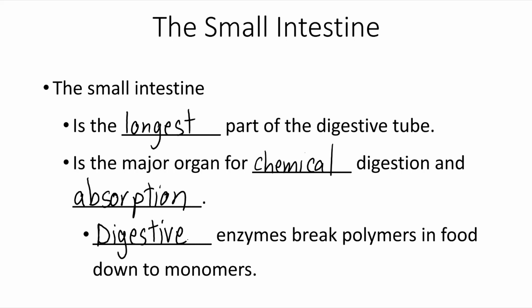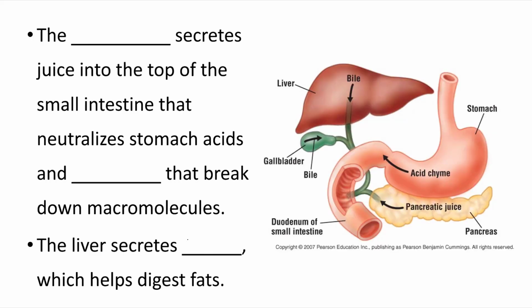Now, most of those digestive enzymes came from the pancreas. So here at the first part of the small intestines, known as the duodenum, you're going to get materials added from the stomach, from the pancreas, and from the liver and gallbladder. So the pancreas secretes juice into the top of the small intestine, and that neutralizes the stomach acids. From the stomach onward, the pH of the digestive system is actually above 7. It becomes slightly basic, whereas it was very acidic in the stomach, with a pH of around 1 or 2 thereabouts.